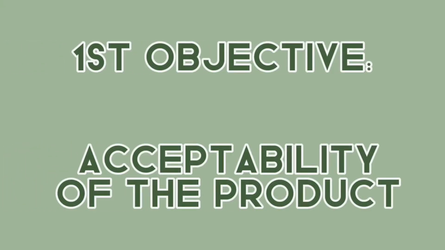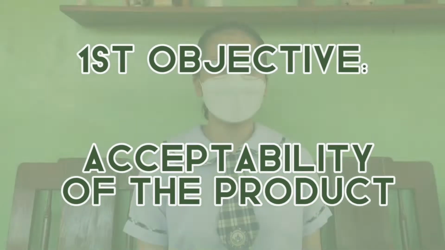Now that you've finished watching how the liquid wax was made, we are now going to show you clips of the time we were testing the product. Let's start with the first objective of the study, which is the acceptability of the product, with the first indicator, odor. Do not be biased. We have gathered 2 observers to ensure you the definite scent of our product. Here are the clips during the observation.